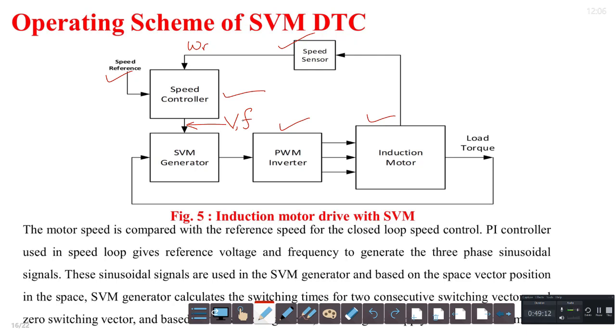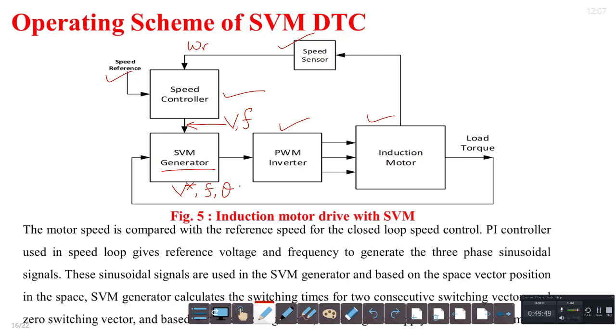These are the inputs to the space vector modulation generator. The space vector modulation generator generates the reference values V star and F, and for that it generates the switching pulses at angle theta. These are given to the PWM inverter. The PWM inverter converts them to pulses and feeds the corresponding voltage to the induction motor. The motor speed is compared with the reference speed for the closed loop speed control.